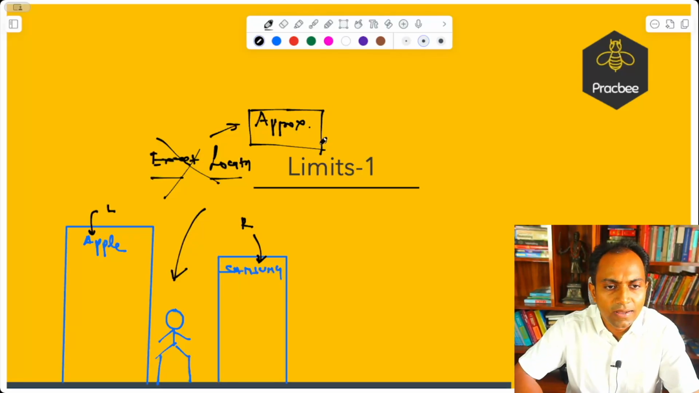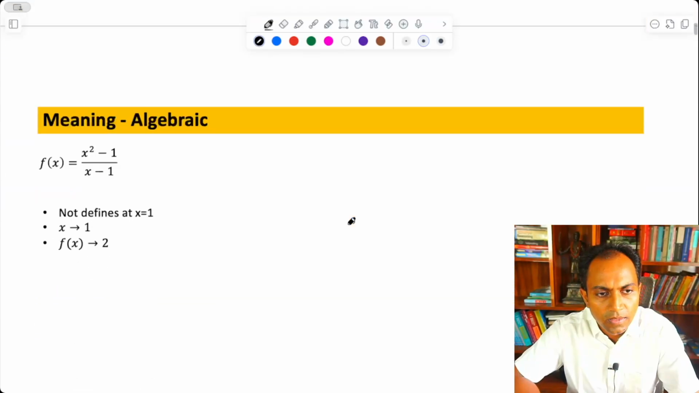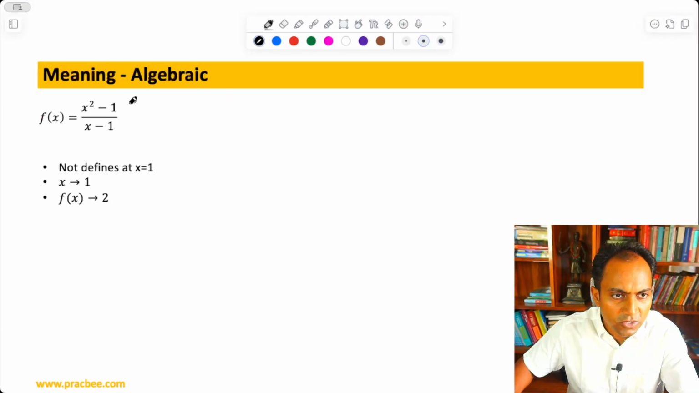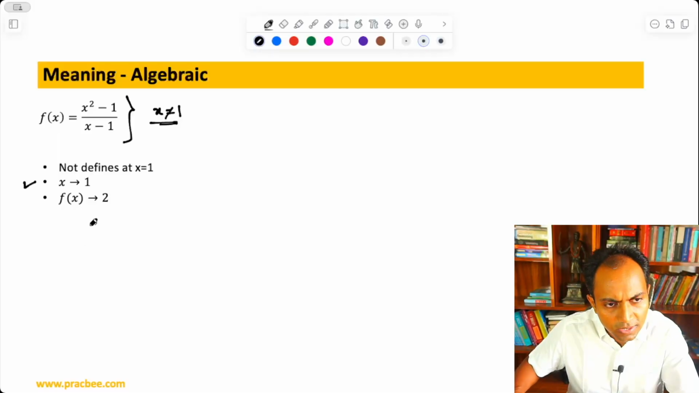Let us take a very simple example to understand it algebraically. Let us say a function is given to you and you can see that the function is not defined at x equal to 1. But we want to understand what will happen if I reach values very close to 1. If I make a small table and start substituting some values, we'll get an idea of what happens as I approach that value.